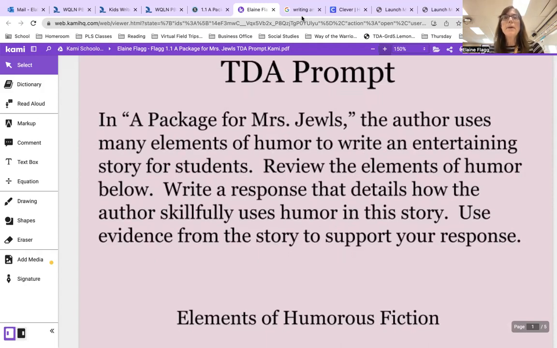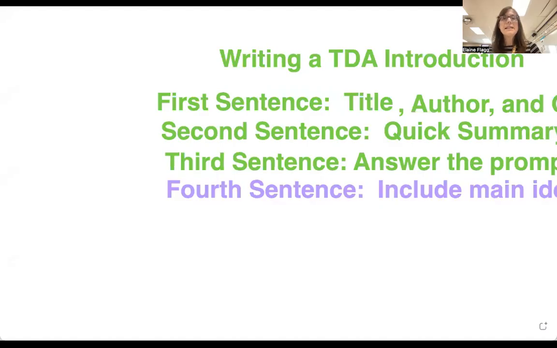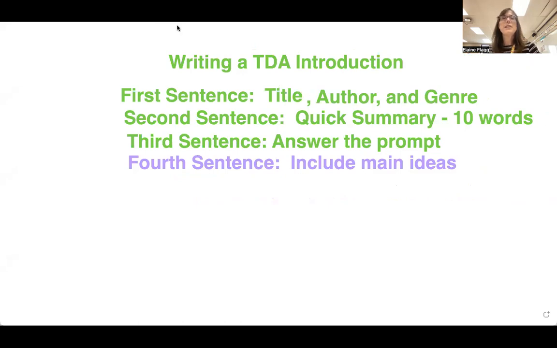So if you remember, let me go back to our whiteboard. If you remember, sentence number 1 is you include the title, the author, and the genre. So let me begin by doing this. Now, you might not remember those things right now because it's been a while since we've read A Package for Mrs. Jewls, but I'm going to refresh your memory here with this. Okay, so the first sentence, title, author, genre.